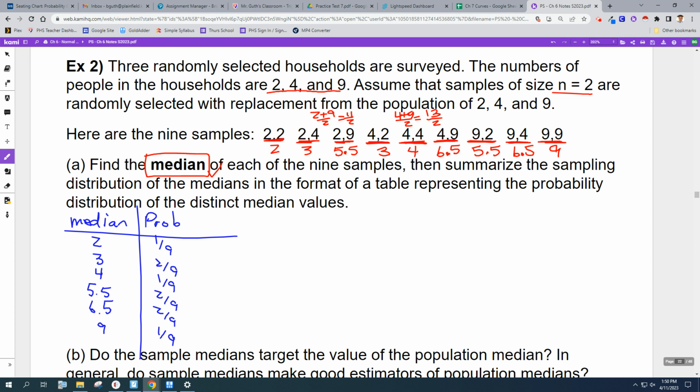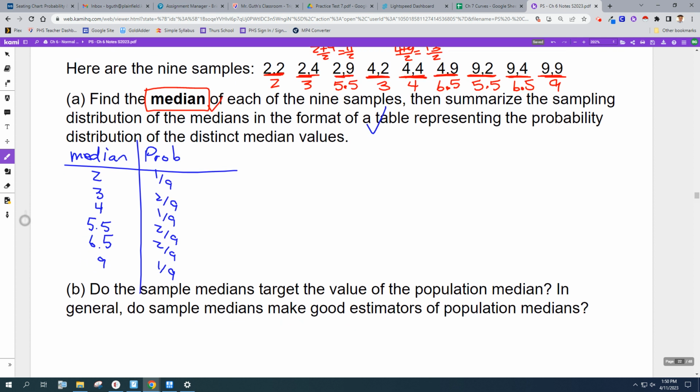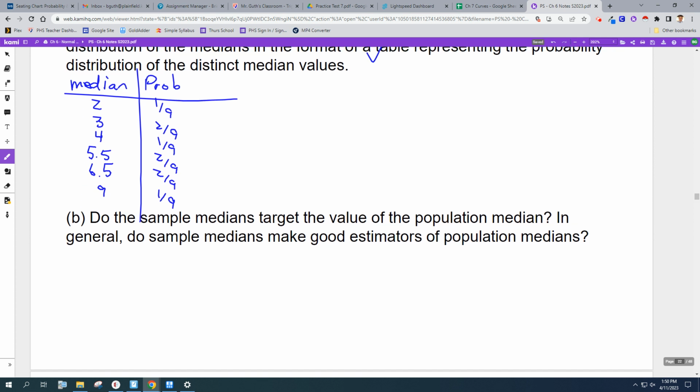Okay. So now I've got it in the format of a table. That's what they asked me to do. That part's done. Do the sample medians target the value of the population? So again, they're asking if the sample medians are equal to the population median. Okay, so for the sample, we have to do this times this, plus this times this, plus this times this, plus this times this, plus this times this, plus this times this. When we're finding the mean of the sample medians.